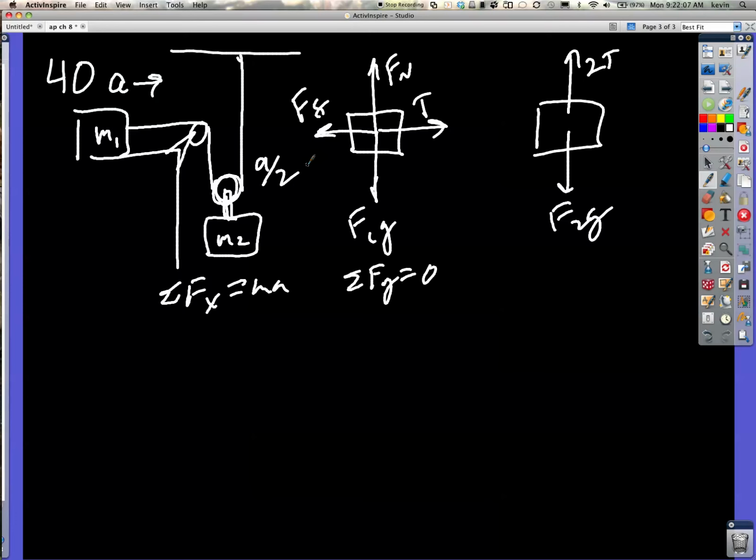This one should be accelerating this way, right? And do you realize that this one should be accelerating at A over 2? Because if this moves a distance x, do you see that going around here, this only goes x over 2? When this string lets out x, this one only goes down x over 2. Do you see why that is, logically?